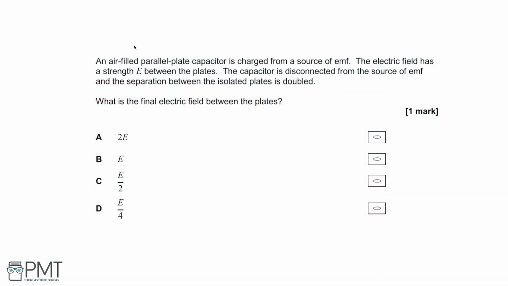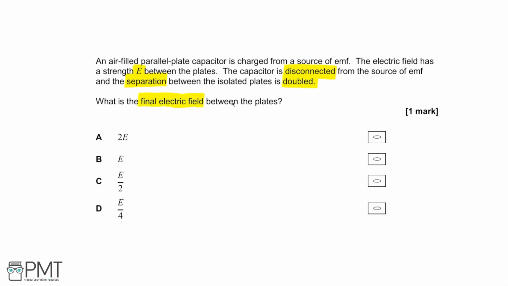This question is about capacitors. The question says, an air-filled parallel plate capacitor is charged from a source of EMF. The electric field has a strength E between the plates. The capacitor is disconnected from the source of EMF, and the separation between the isolated plates is doubled. What is the final electric field between the plates?